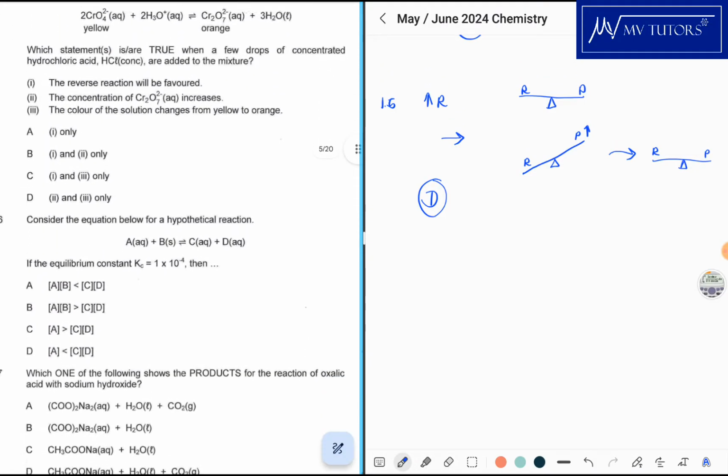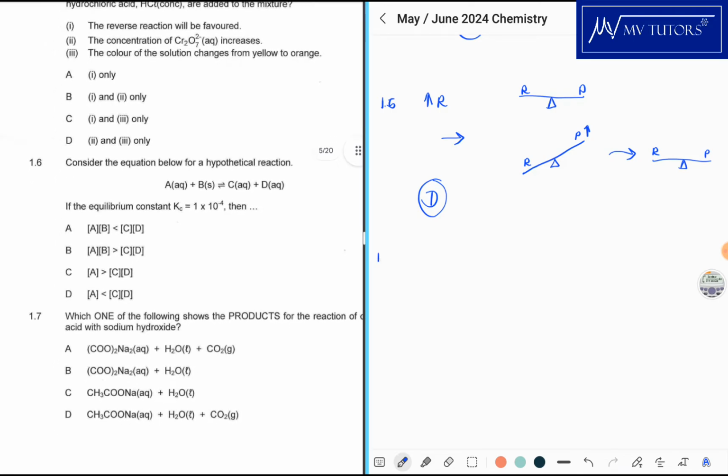Okay, and now 1.6. Consider the equation below for a hypothetical reaction. So we have A in aqueous solution, B solid, C aqueous, D aqueous. If the equilibrium constant is that, then what happens? Let us write down our equilibrium constant equation, where we have the concentration of the products. So in this case, we have the concentration of C, the concentration of D, over the concentration of A.